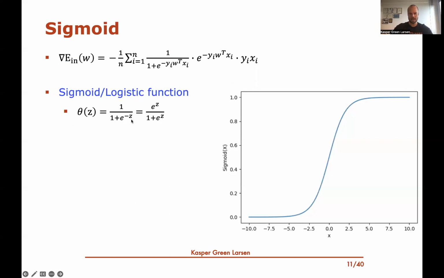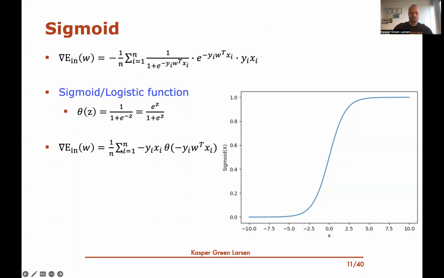1 over 1 plus e to the minus z, which is also the same as e to the z over 1 plus e to the z. So let's see if we can use this to simplify the expression up here. What we notice is that this e to the minus yi w transpose xi corresponds to this e to the z term, and down here you have the 1 plus e to the z.